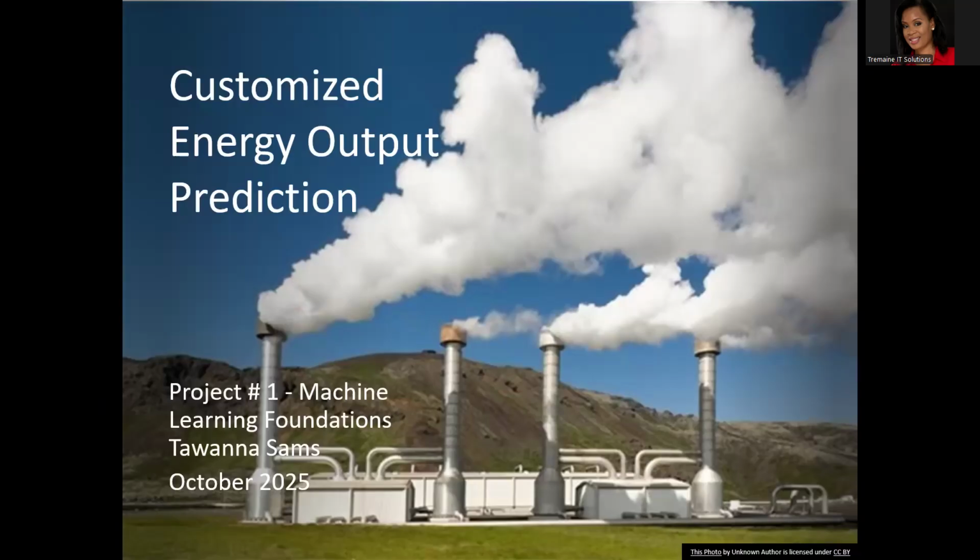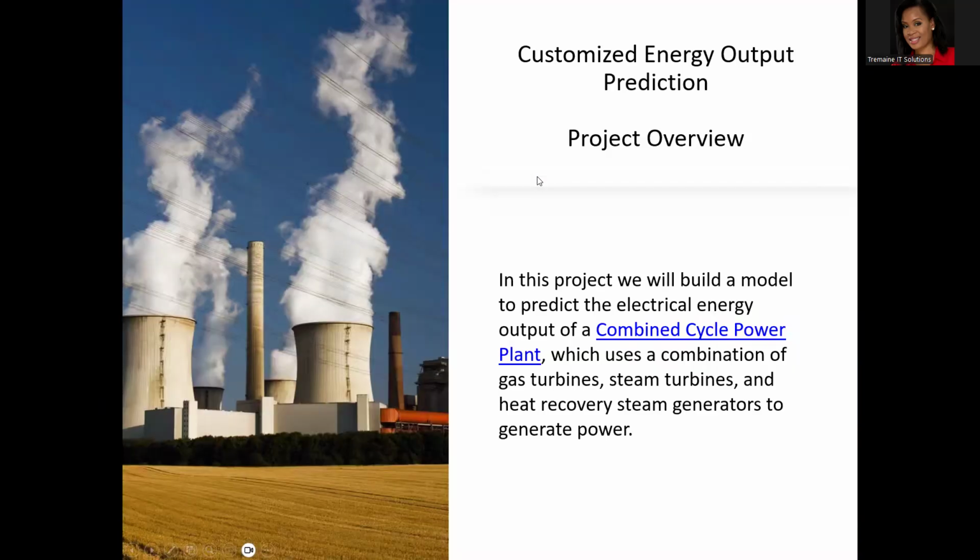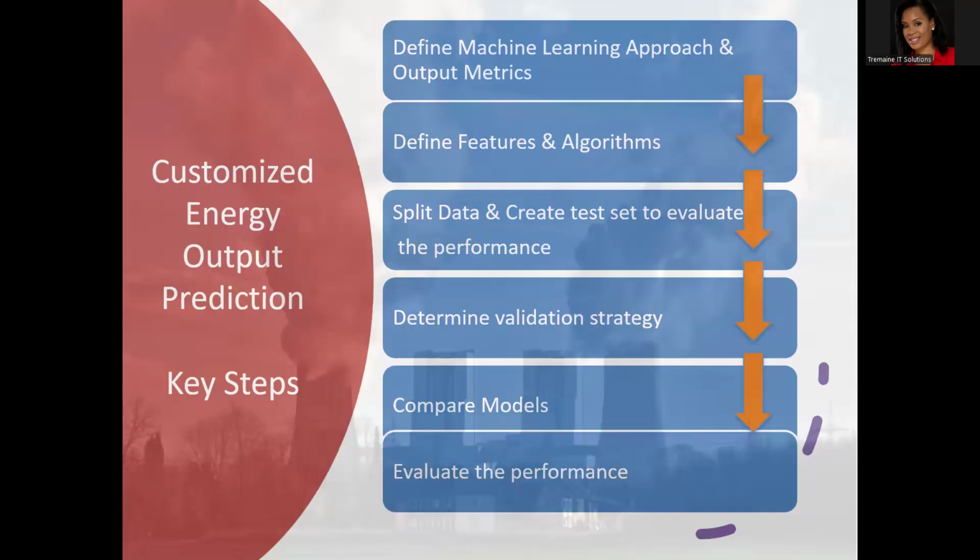Good morning, guys. Today we're going to discuss the Customized Energy Output Prediction Project. This is project number 1 in the AI certification. In this project, we will build a model to predict the electrical energy output of a combined cycle power plant, which uses a combination of gas turbines, steam turbines, and heat recovery steam generators to generate power.